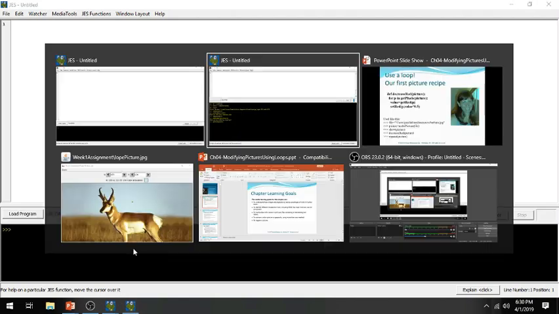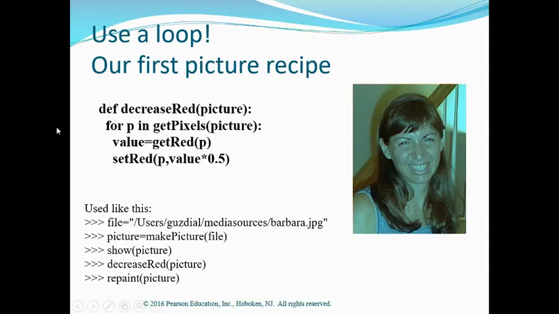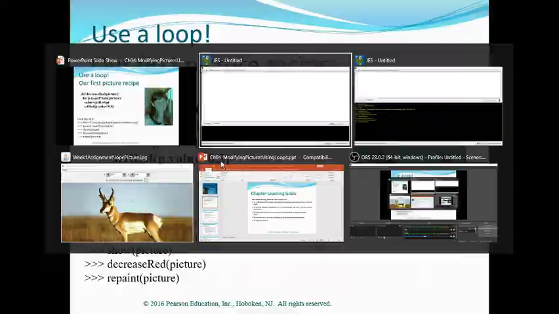So we're going to write a function called decrease red that takes a picture. It goes to the pixels. It changes each pixel. It gets the red value, and then it decreases it by 0.5. Okay, so what we'll do.